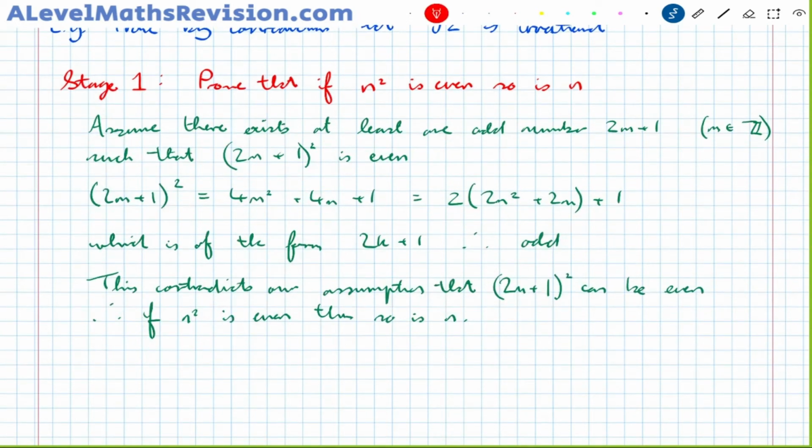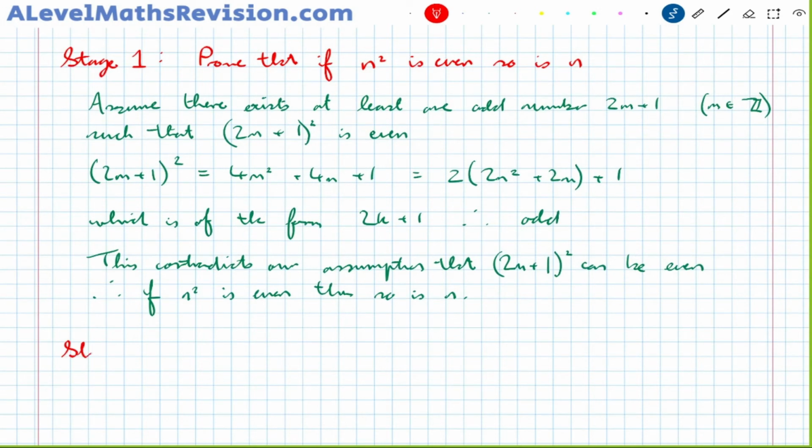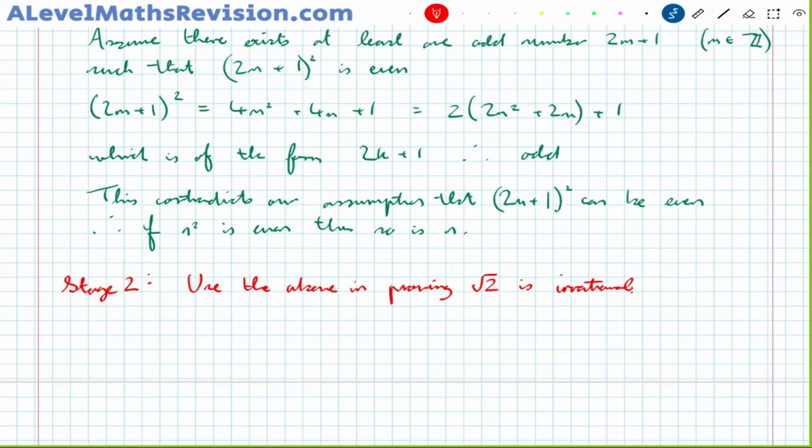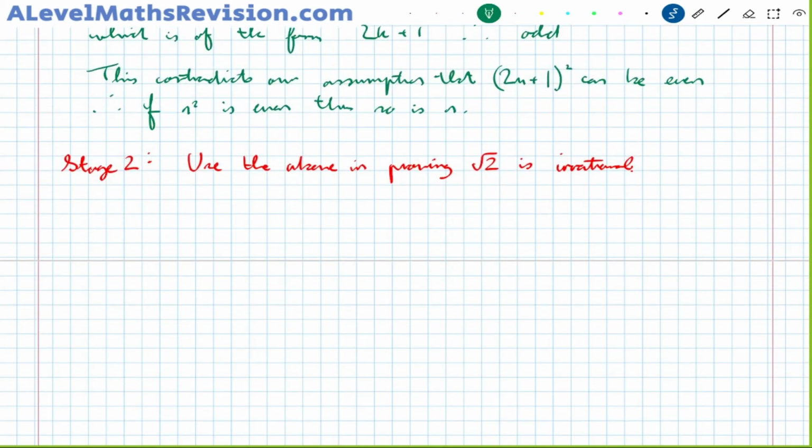Right, stage 2. Going in for the kill. Actually get on to proving the thing about root 2 now. Stage 2: use the above in proving root 2 is irrational. Right, okay, so what we're going to do, we're going to assume the converse.